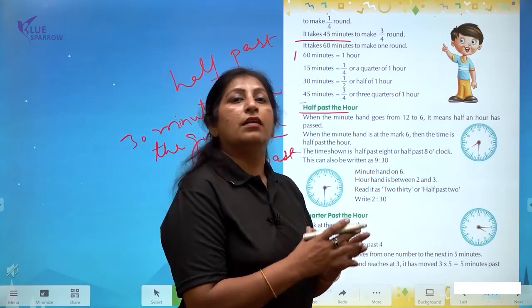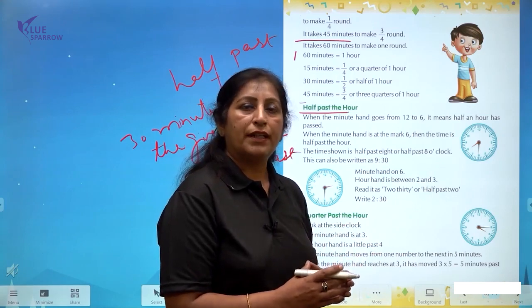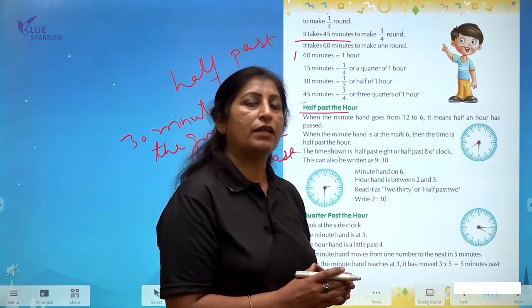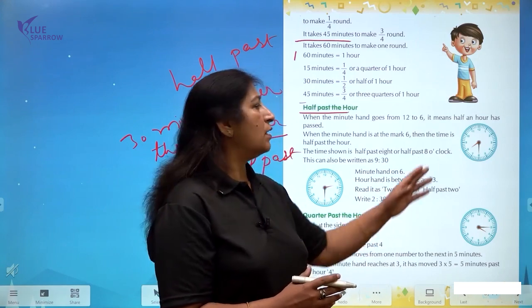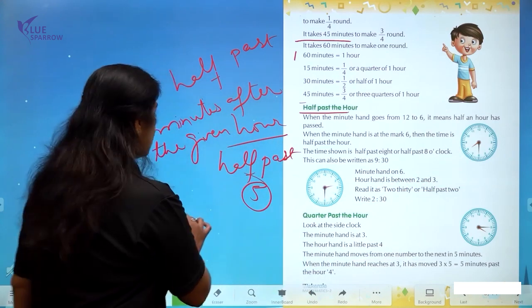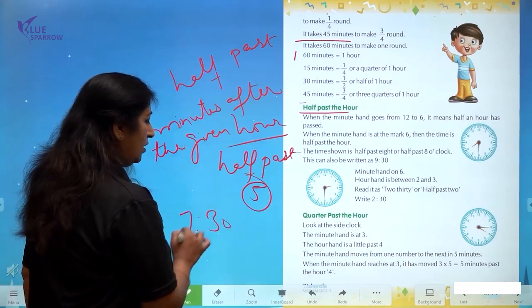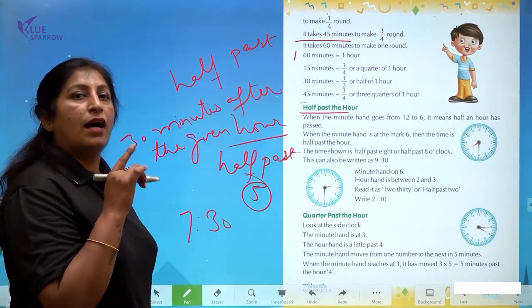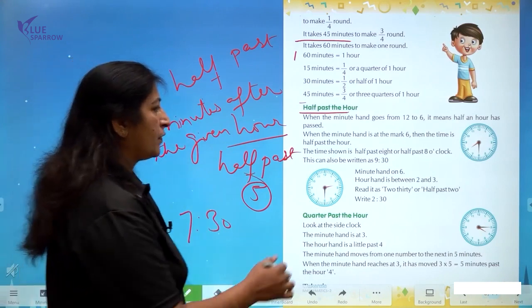It means 7 hours have been completed but 8 hours have not been completed. So the time is 30 minutes past 7. It can be written as 7:30, or you can write it as half past 7.